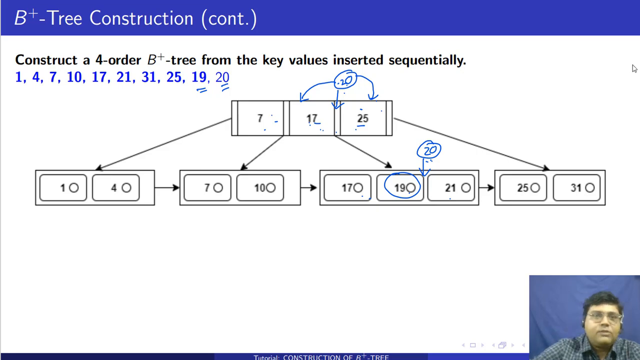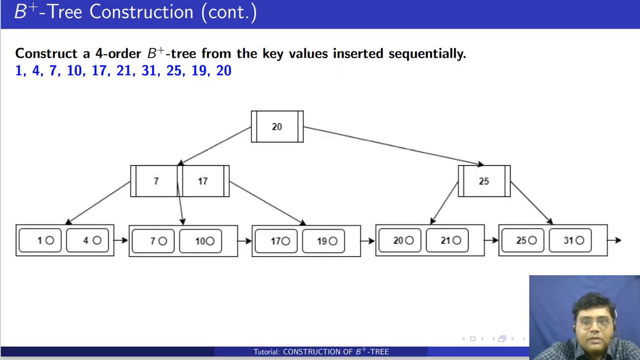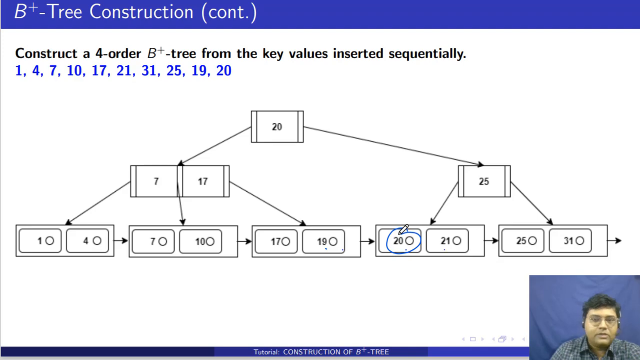So let us go for the final figure to understand. So this is the final figure. So we have added 20 here, which was in between 19 and 21. That causes a split here. So 20 moved up here between 17 and 25, but it was full, that's why it moved up again. So on the left side of 20 we are having 7 and 17. Consider this is an internal node, not a leaf node. So it does not have any data pointer or record pointer, it has child pointers. On the right side of 20 we are having another internal node that has 25, right?